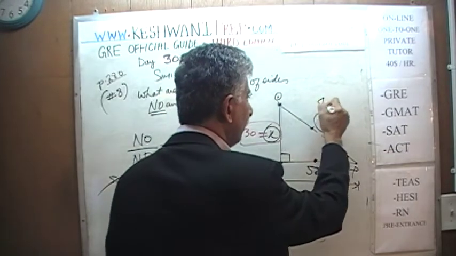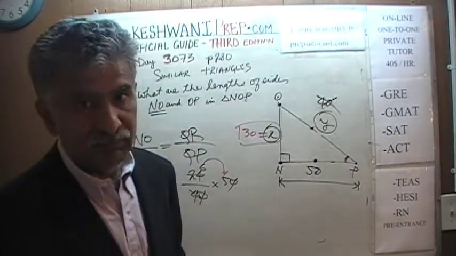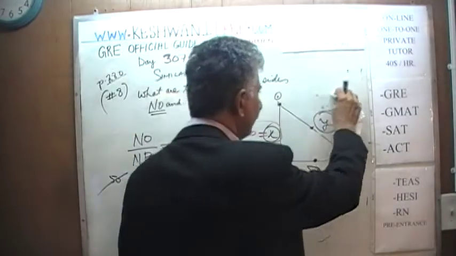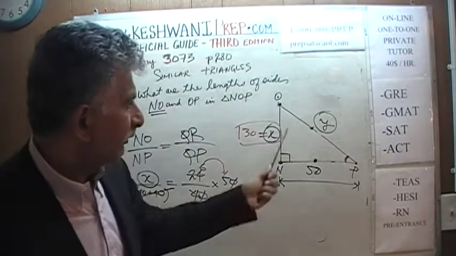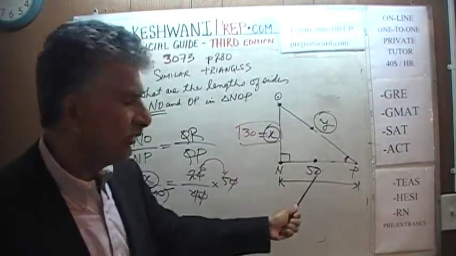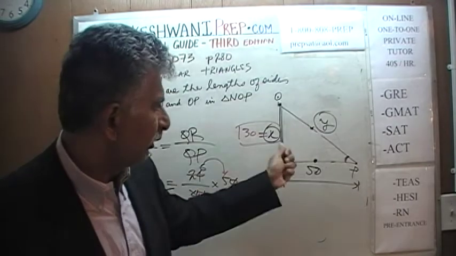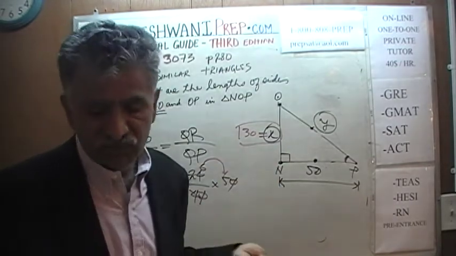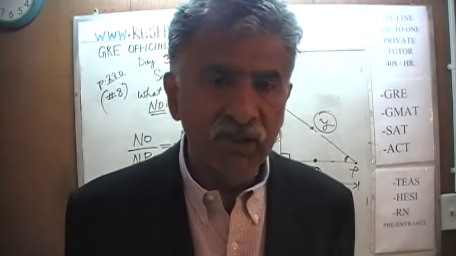No, that would be wrong. That would be silly. That's the lazy man's answer. It's the wrong answer. It cannot be 40. For one thing, how can the longest side in the triangle be less than 50? This side, we are told, is 50, so whatever O to P is, it obviously has to be more than 50, because it's the longest side in the triangle.